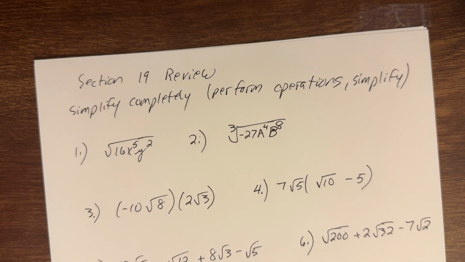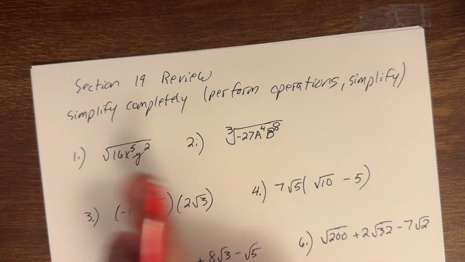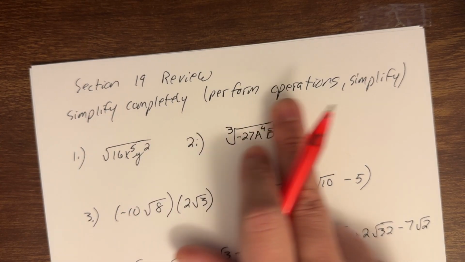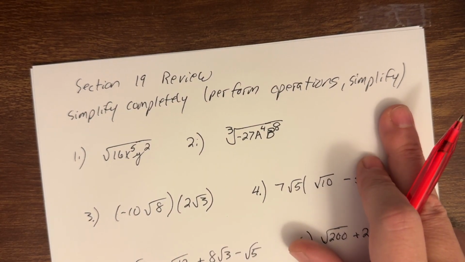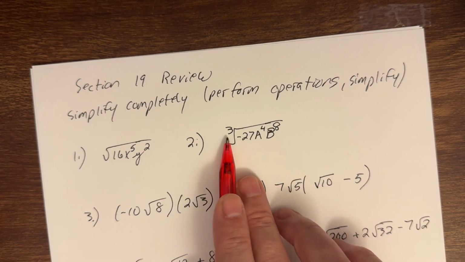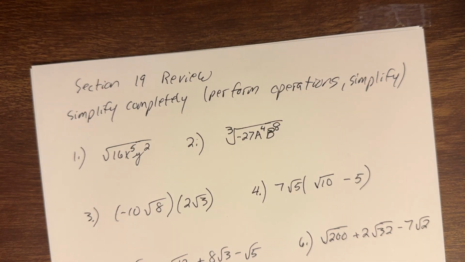In this video, we will review sections 19 and 20. So make sure, take a look. In section 19, we're going to simplify completely or perform the operations and simplify. First two are just simplify. That is the cube root of negative 27a to the fourth b to the eighth.